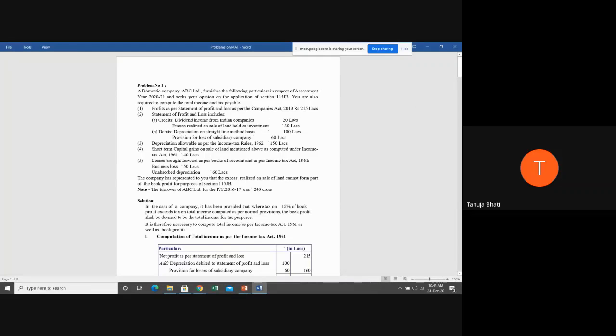See students, first of all, how to calculate the taxable income. In order to charge tax, we need to know the taxable income as per normal provisions. Book profit, we know how to do. Now, how to calculate the income from the business in respect of companies, we have seen in module number 3.